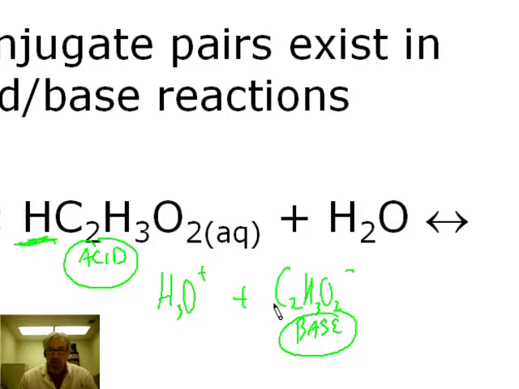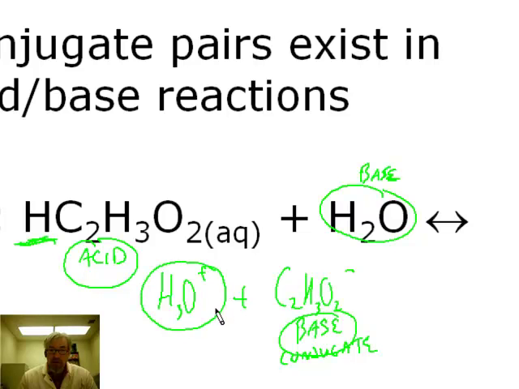So this is called the conjugate base of acetic acid. Water is functioning as a base because it accepted the proton here. So we don't think of water as being an acid or a base, but it is in this reaction. And because it formed H3O+, which could be a proton donor, that is a conjugate acid.